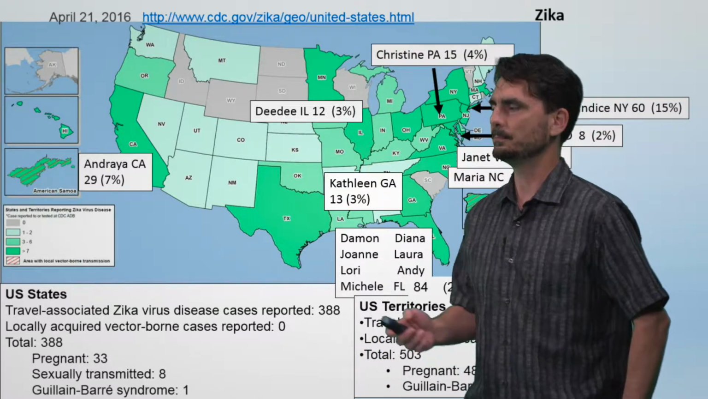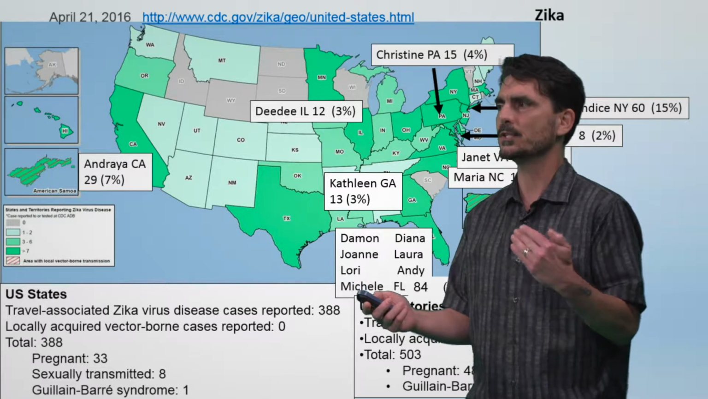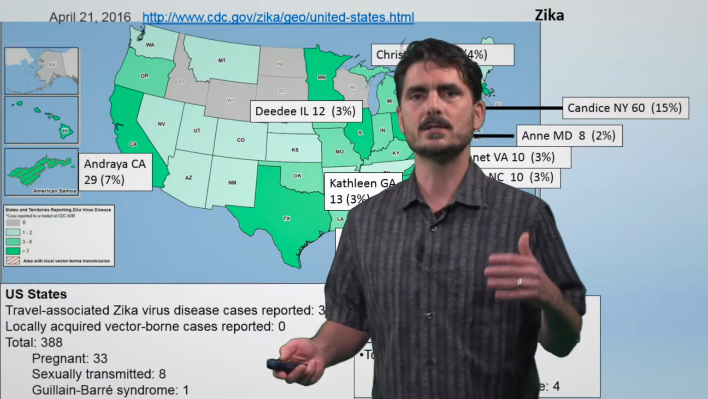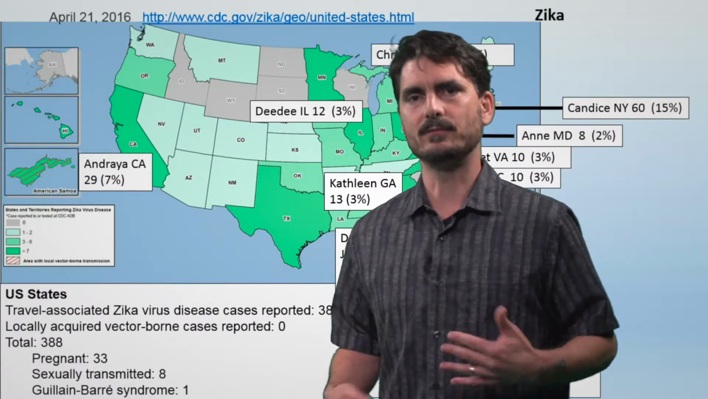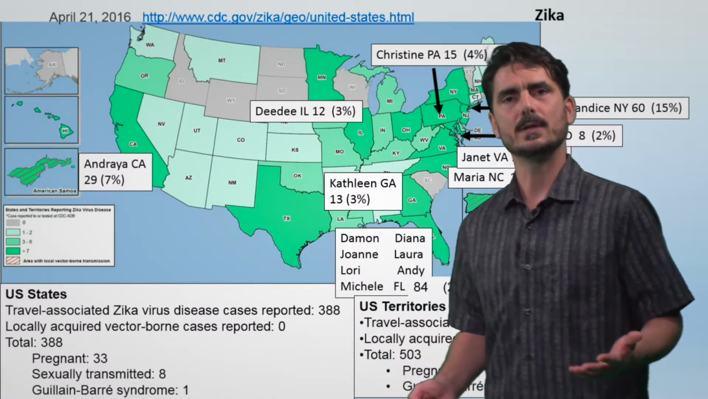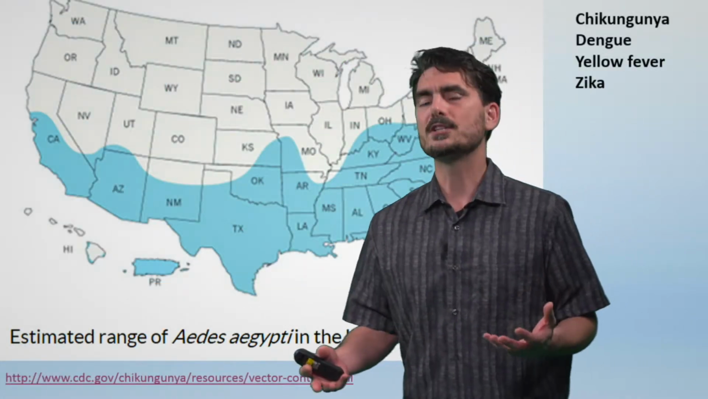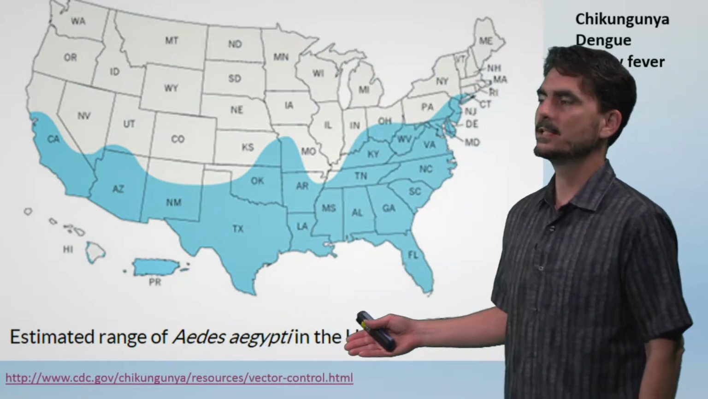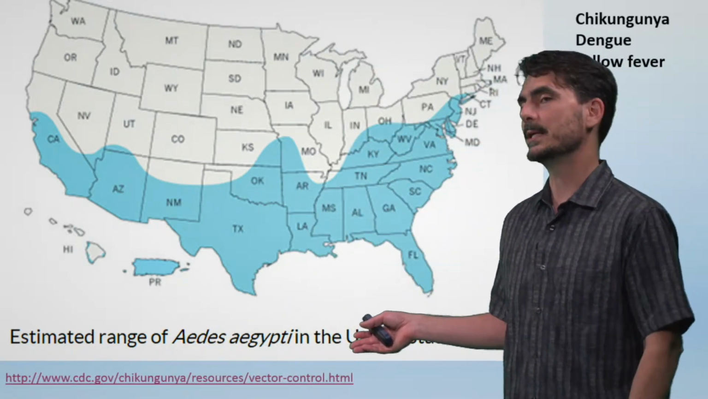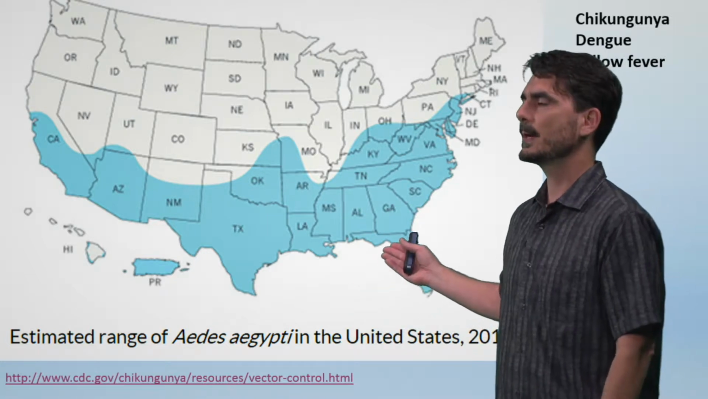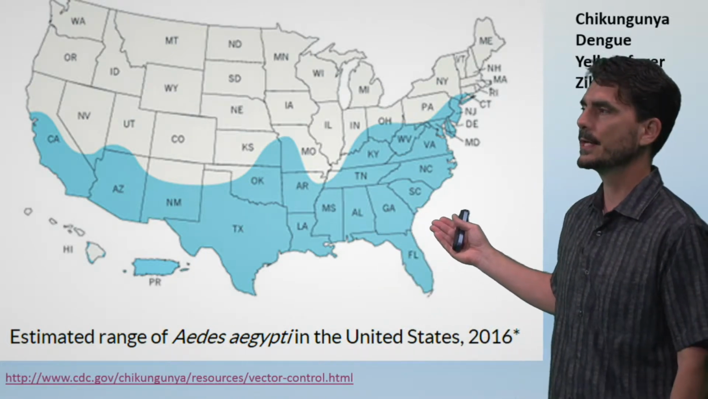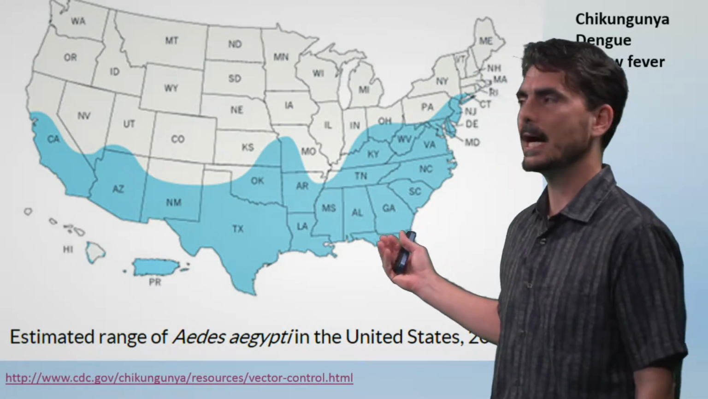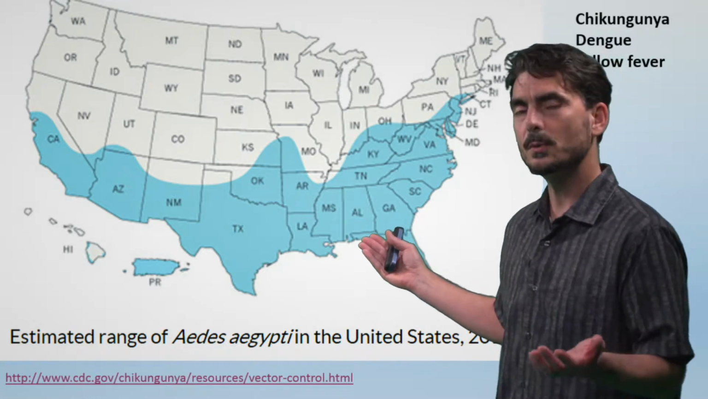And let's think about, okay, so we've got no locally transmitted cases yet. So what will it take to have locally transmitted cases in the United States? What we need for localized transmission in the United States is the proper vector. Of course, that is Aedes aegypti. That's the main vector that we've been discussing. And if you look at the estimated range from the CDC, all of the areas in blue are potentially areas that Aedes aegypti can exist in. So it also is seasonal, right?